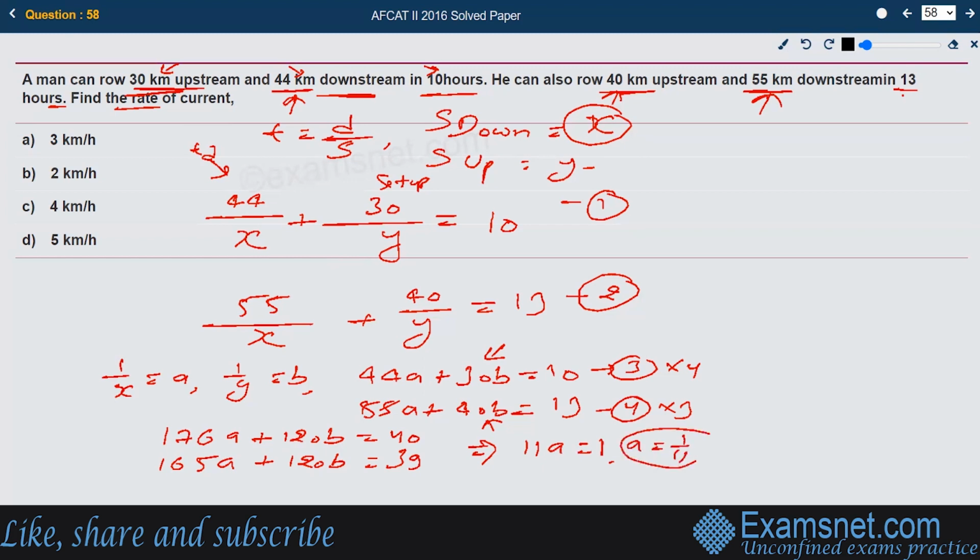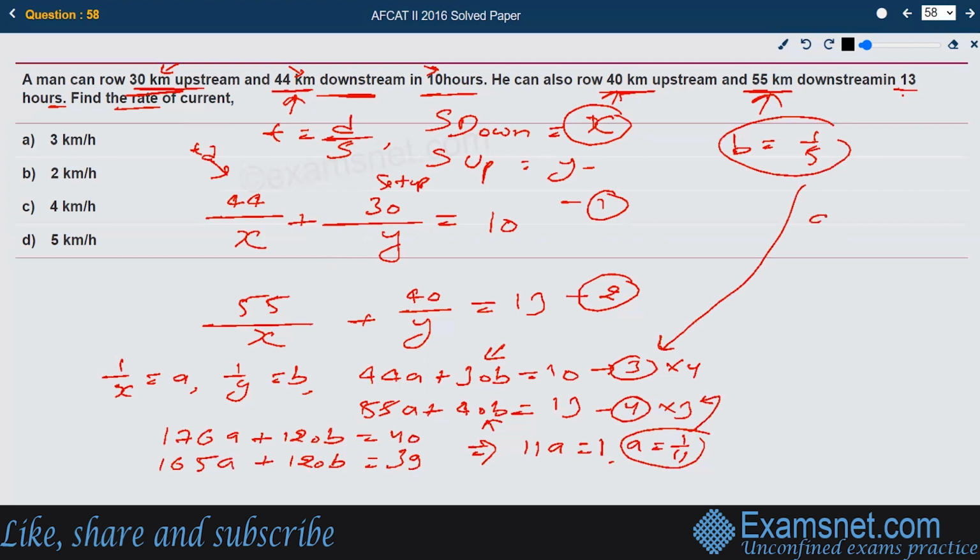If I replace this a in any of the equations, either 3 or 4, I get the b value as 1 by 5. This can be found out by replacing the a value in any of these equations, either here or here. If you replace, the b value is coming out to be 1 by 5.